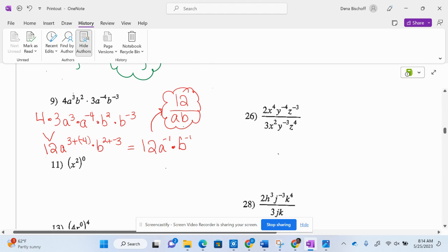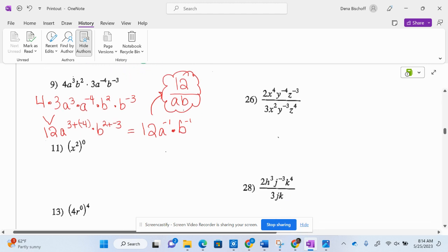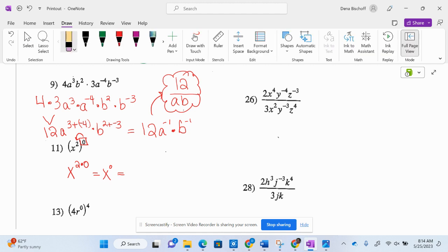Okay. What about number 11? Well, I know that if I have a power outside, I have to take it and multiply it by the power on the inside. So really I have x to the 2 times 0. So 2 times 0 is 0, and any non-zero number raised to the power of 0 equals what? Look at your zero exponents rule on the other side. What does it say about zero exponents? It equals 1. So this is the same thing as 1.